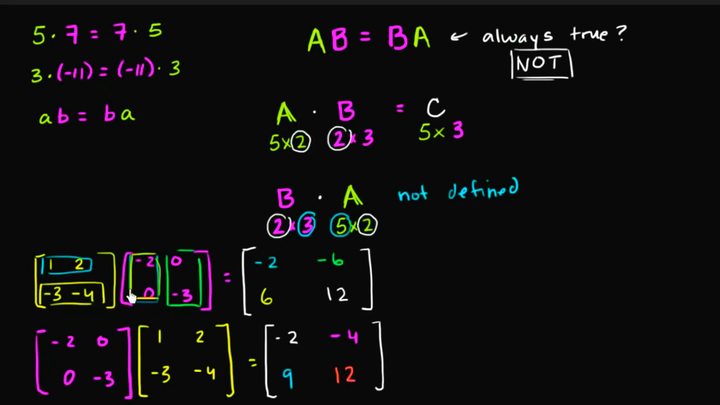Even though it's defined, it doesn't matter whether you take the yellow one times the purple one or the purple one times the yellow one, both of those result in a defined product, but we see it's not the same product. So once again, another case showing that multiplication of matrices is not commutative. It is not the same. A times B is not the same as B times A.